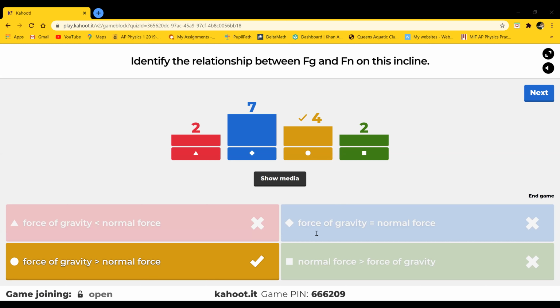Don't quit, obviously this is just a game, but it's also testing your time management and how you're doing your work as well. But what I was saying before, when you take cosine theta, you multiply it by mg. Mg is your weight, and if you're multiplying something by less than 1, it's going to decrease, and that's why weight is greater than normal force on an incline. All right, next question.